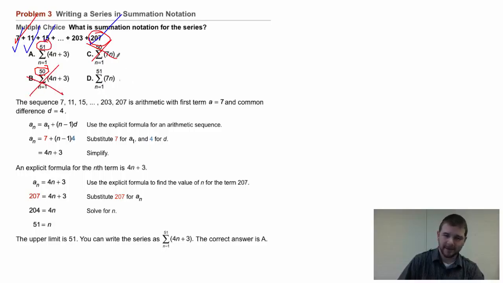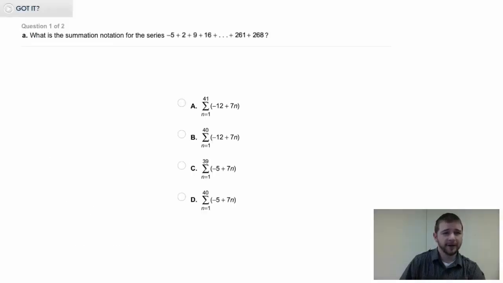D is very similar to C, so we would run into a similar problem when we got to our second term. N equals 2, 7 times 2 would be 14, and our second term needs to be 11, so D also does not work. A, as we said in the beginning, is the correct answer. And here's a chance to show that you have got it.